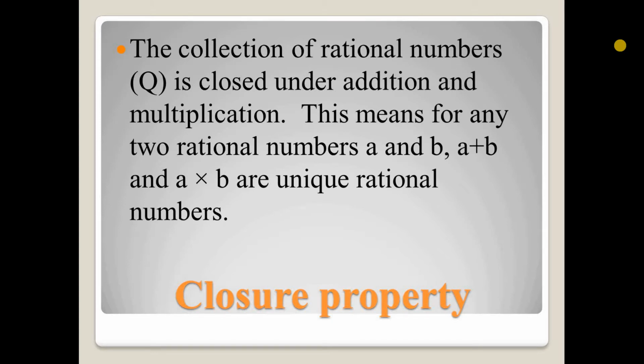The collection of rational numbers is closed under addition and multiplication. This means for any two rational numbers a and b, a plus b and a into b are unique rational numbers.